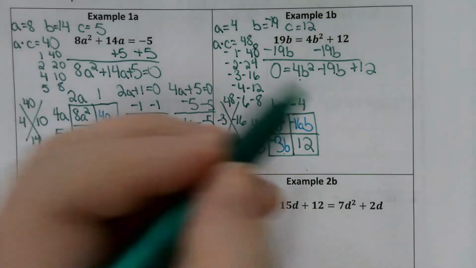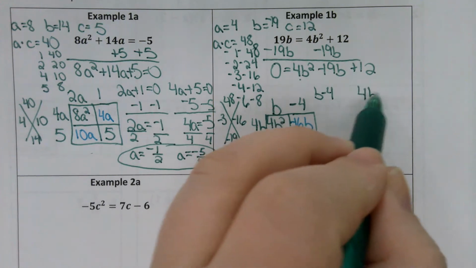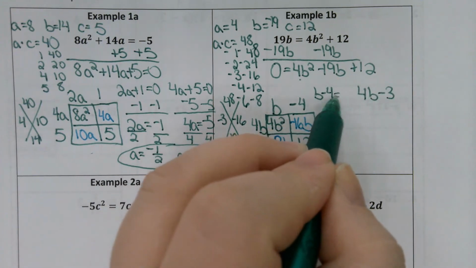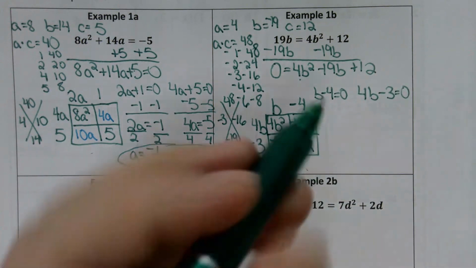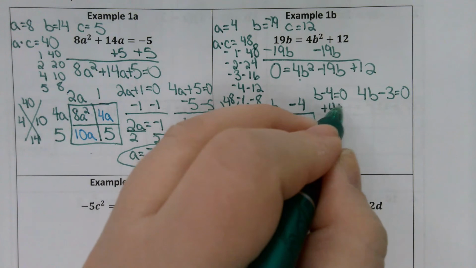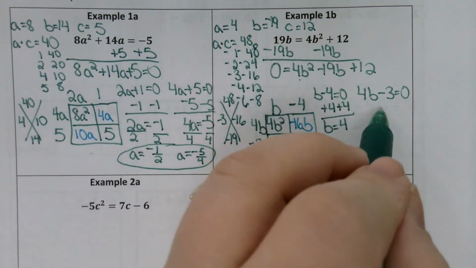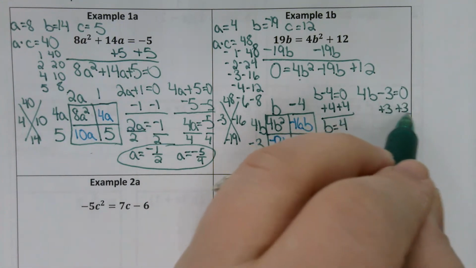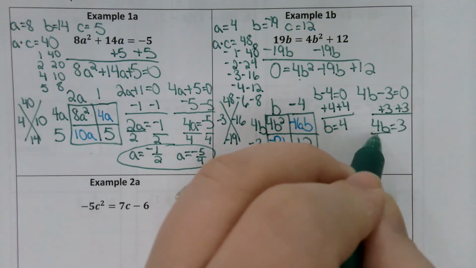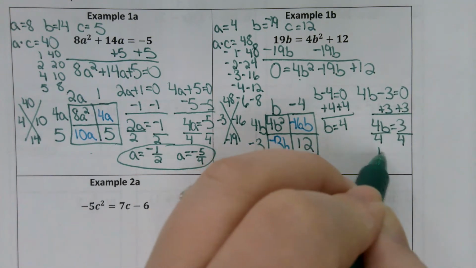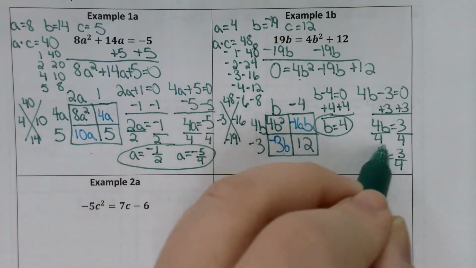So we'll have two factors of b minus 4 and 4b minus 3, and we'll set them both equal to 0. Add 4 to both sides, leaving us with b equals 4. And then this one will add 3 to both sides. 4b equals 3. Then divide by 4 on both sides. And b is equal to 3/4. So these are my two solutions.